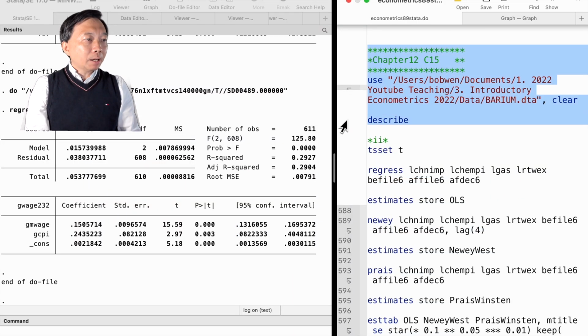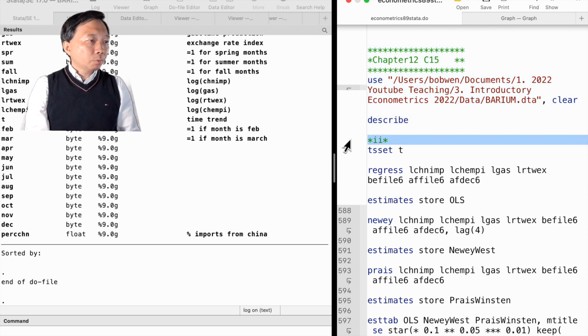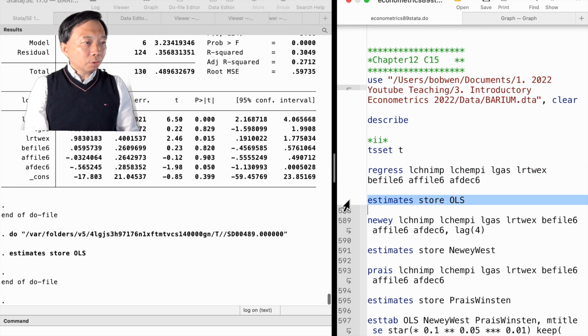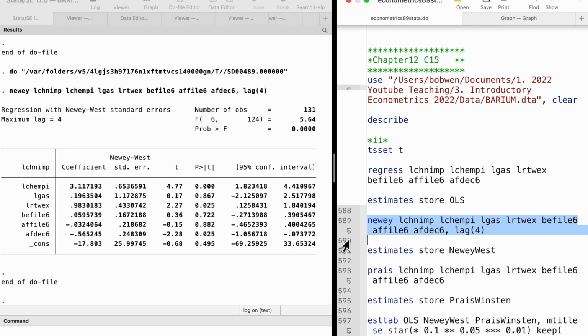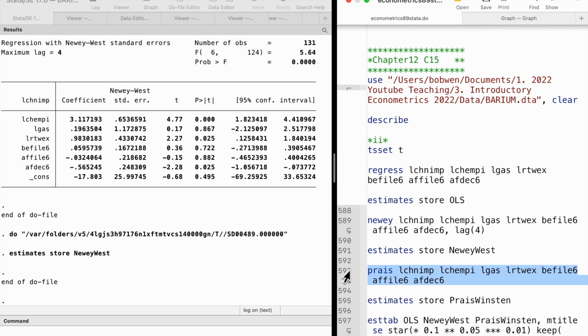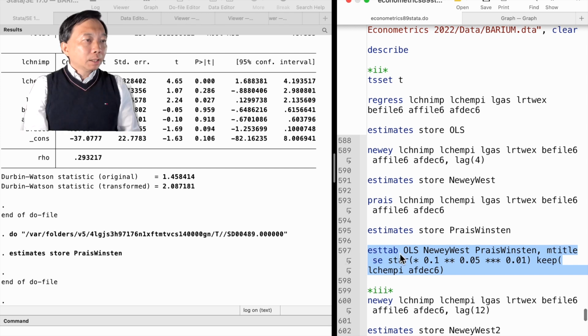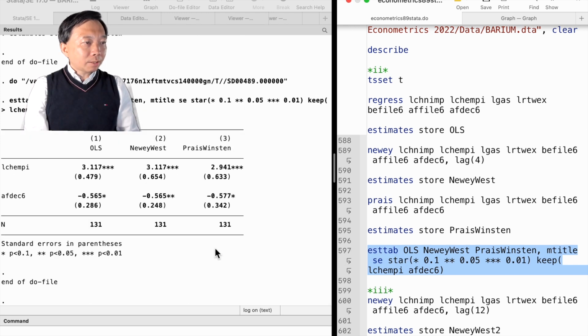We estimate the model by OLS, Newey-West, and Prais-Winsten. We store the results of each estimation using the estimates store command. Then we list the estimates in a table using the esttab command. The Newey-West standard error on the log chemical production index is 0.65. It is larger than the usual OLS standard error, 0.48. It is similar to the Prais-Winsten standard error, 0.63.